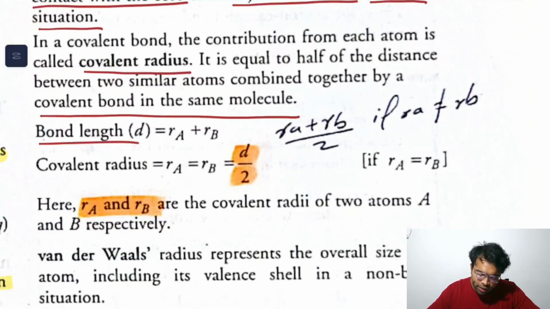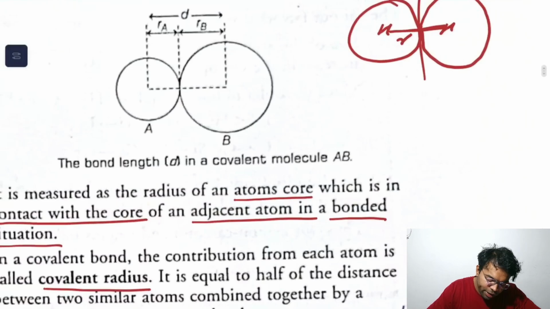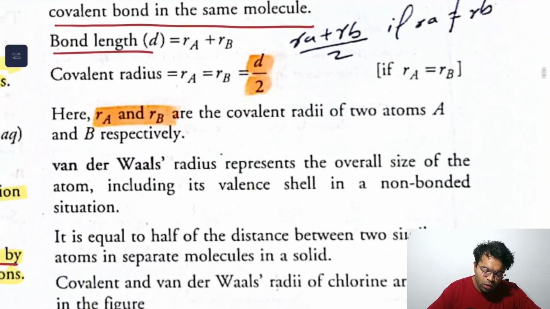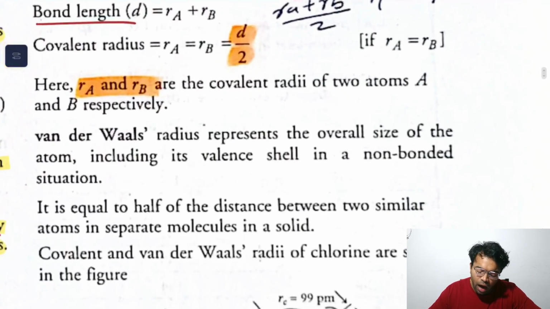Bond length. The bond length is given as Ra plus Rb. That is the covalent radius of this one plus the covalent radius of this one will give you the bond length. Okay. Now, the covalent radius Ra is equal to Rb is equal to d by 2. Here, Ra and Rb are the covalent radii of the two atoms A and B respectively.